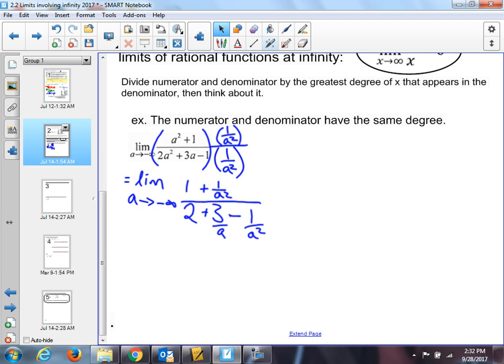So, to review. How did I choose this? To do the top and bottom? Greatest degree in the denominator. And you just toss it through and you distribute it. And that's how you came up with this expression. Okay? Now, I said then stop and think about it. Because remember, this is not a number, so you've got to think about this. It's philosophical.